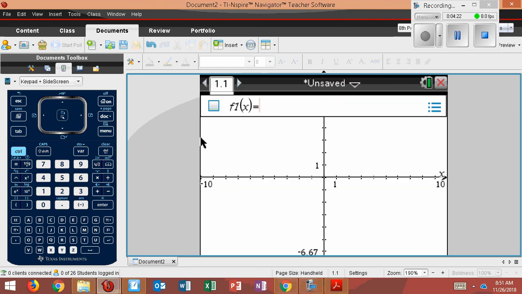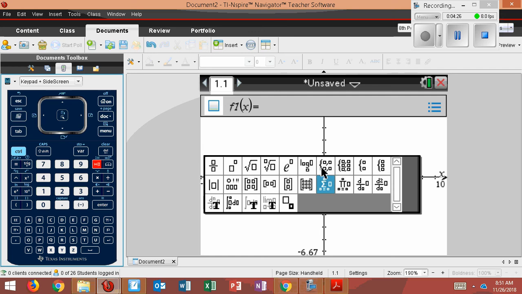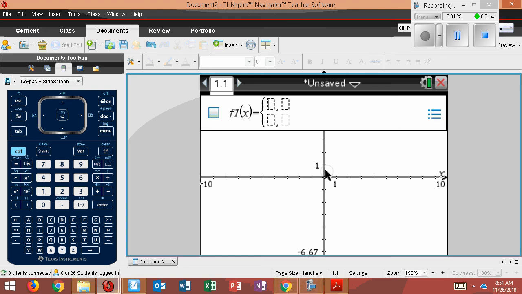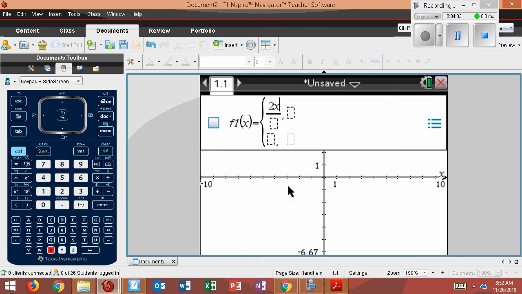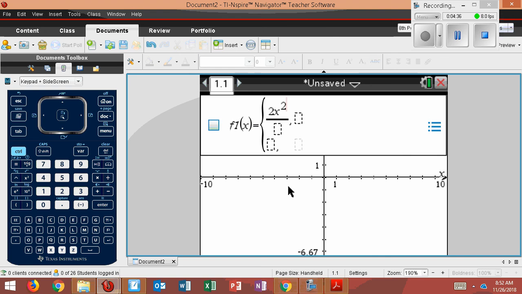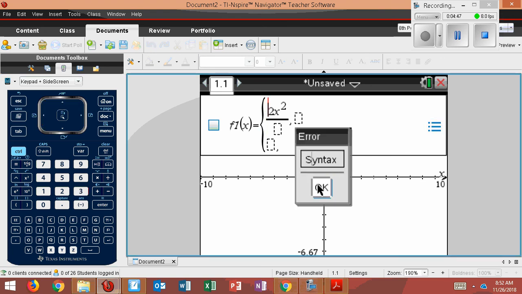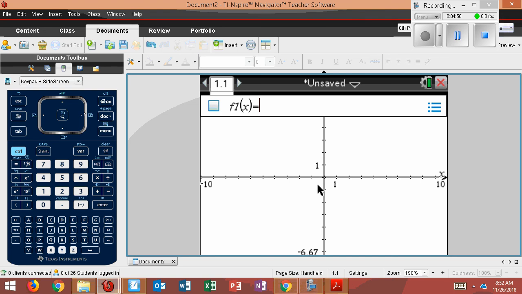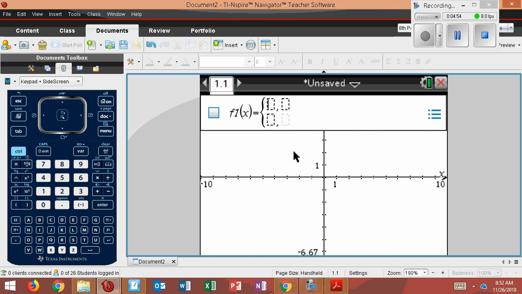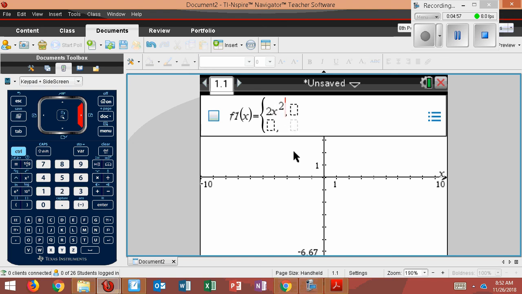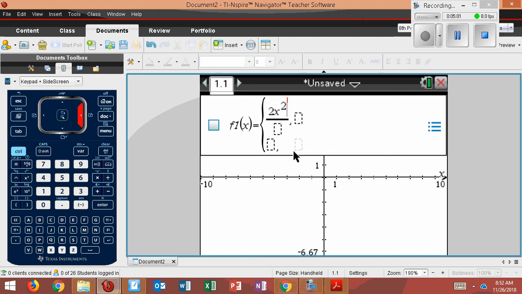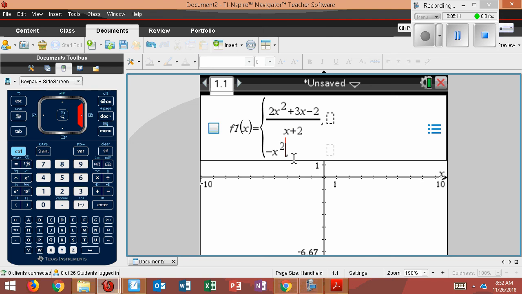to do piecewise, just press the button next to 9 here. Piecewise, you can go to either of these two. Since there's only 2 equations, I'll choose this one. And my first equation was a fraction. It was 2x squared plus 3x. Oops. Let's try this again. 2x squared plus 3x minus 2 all over x plus 2. And my other equation was negative x squared plus 2.